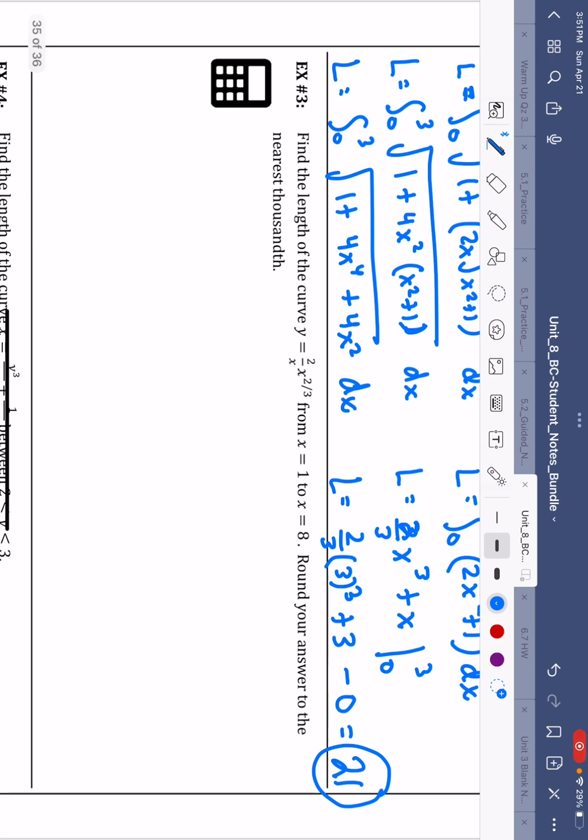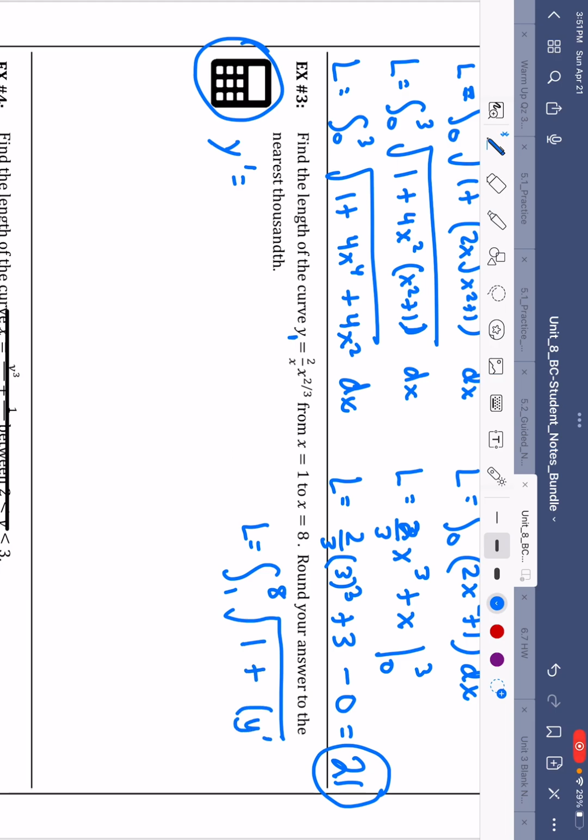Example number 3. Find the length of the curve from x equals 1 to x equals 8 and round your answer. I'm still going to go ahead and take that derivative. Honestly, since it's a calculator problem, you could put this in your y1 so that you know that is in y1, and then calculate this integral. And you could just say, like, y prime of x squared dx. But I'm going to go ahead and calculate y prime.